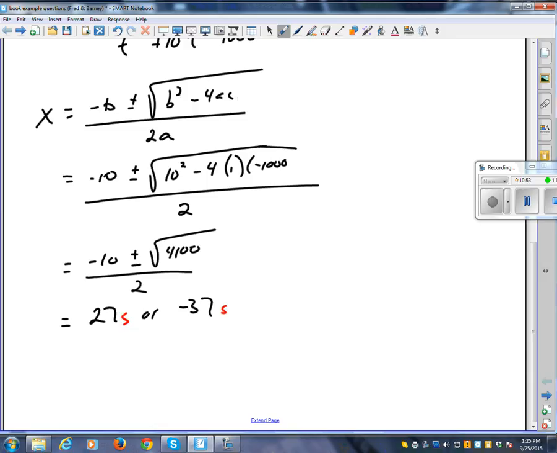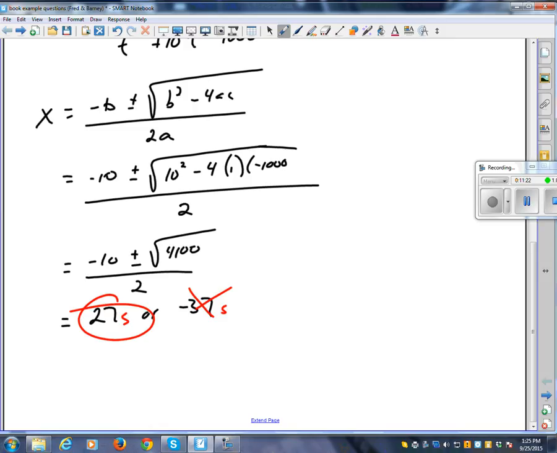Would you have been able to factor 27 and 37? Did you know 27 times 37 is 1,000? It's not actually, it's kind of rounded, so it's pretty much impossible to factor. Seems like it should be, but it's not. Okay, so minus 37, is that a possible time? 37 seconds ago, you collided. No. So the answer is 27 seconds.